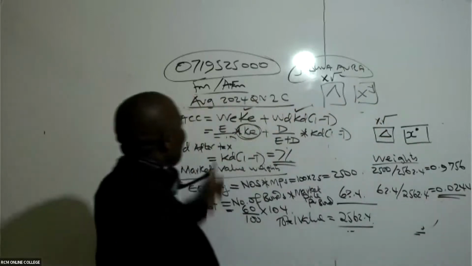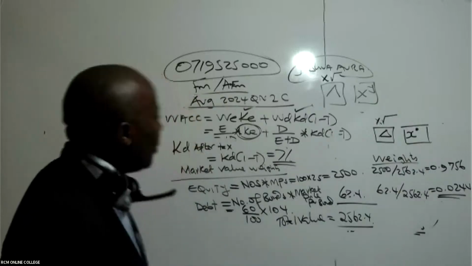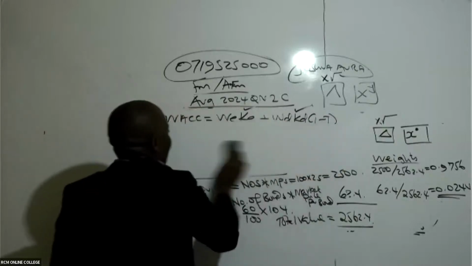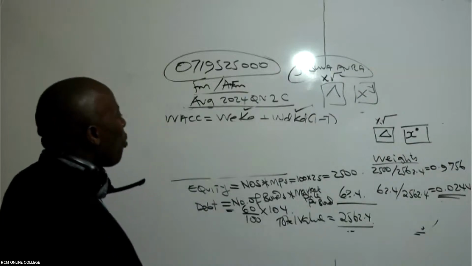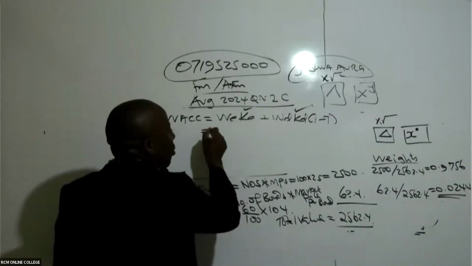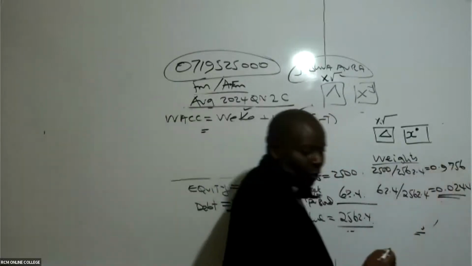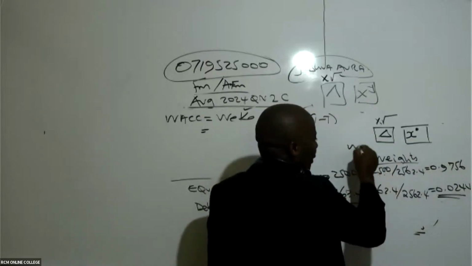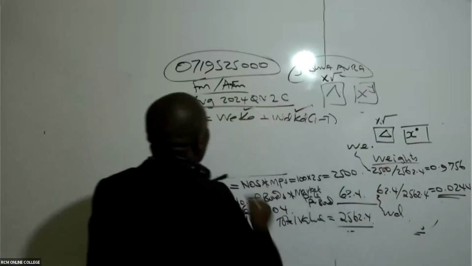Now, please come back to this WACC. The weight of equity we know is 0.9756. The first one is the weight of equity, and this is the weight of debt.